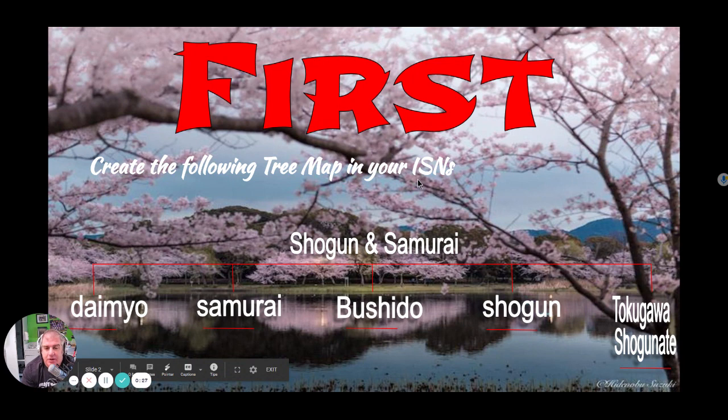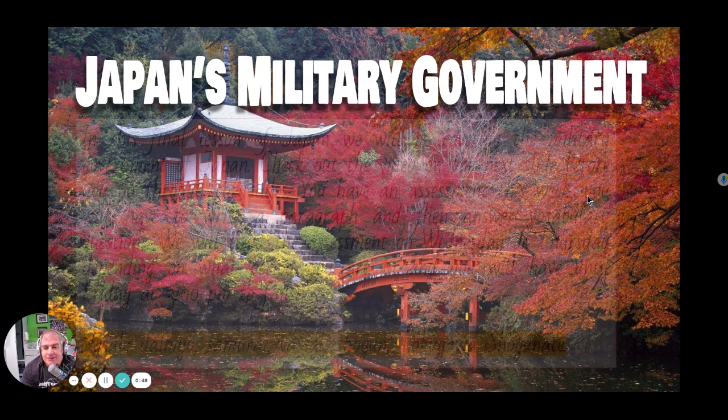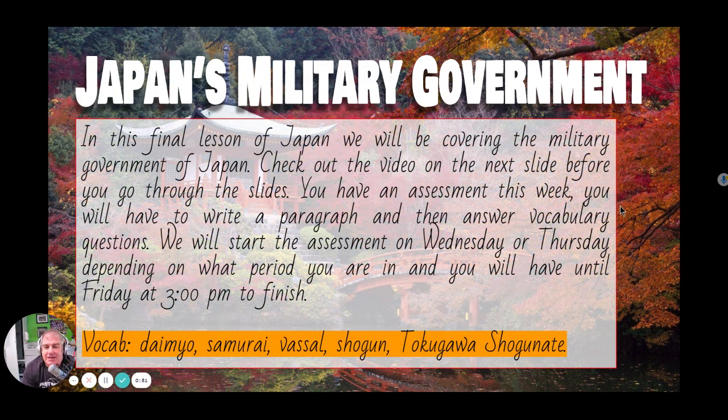Let's set up your tree maps for your notes. You can use Cornell notes if you want to. Our vocabulary today is daimyo, samurai, bushido, shogun, and the Tokugawa shogunate. Go ahead and pause. Then you can write this down. All right, so as we get started in this final lesson of Japan, we'll be covering the military government of Japan. Check out the video on the next slide. This video I'm making right now will be on the next slide before you go through the slides.